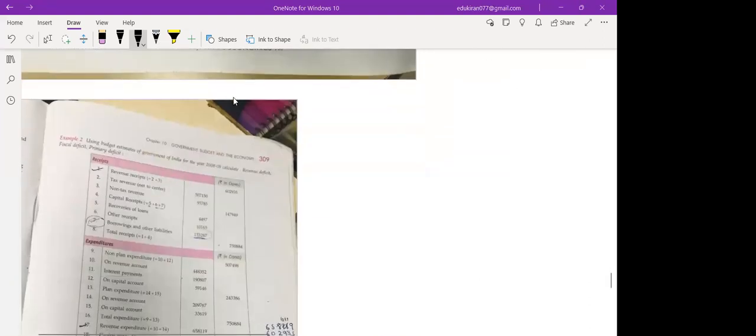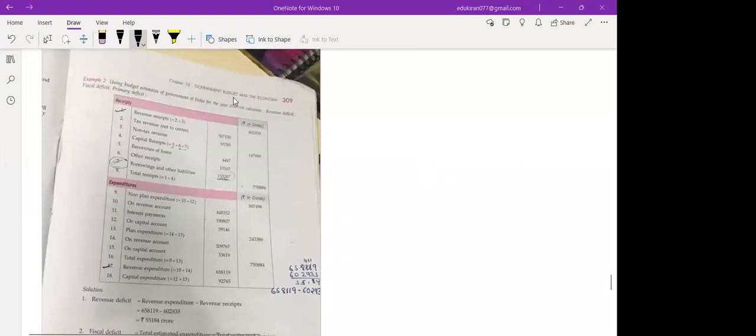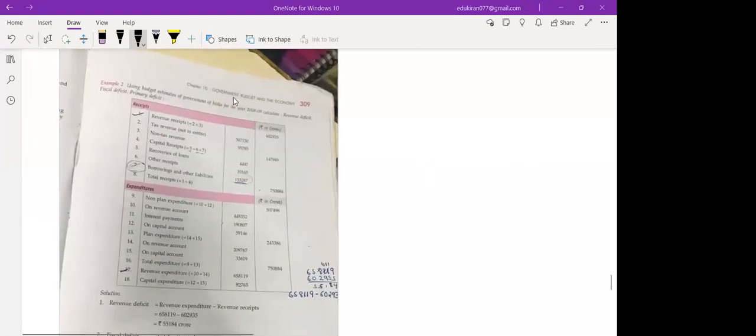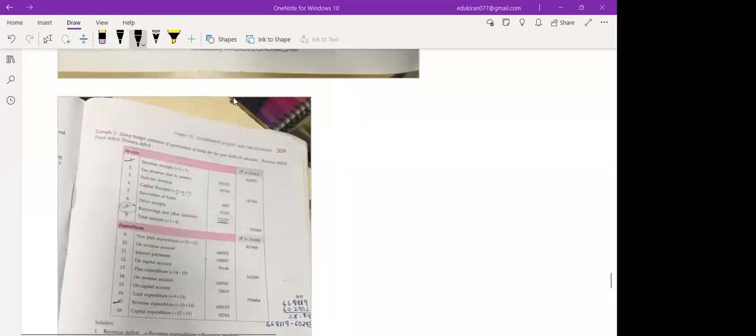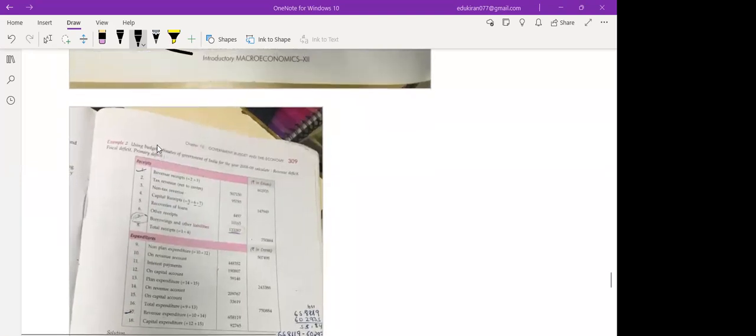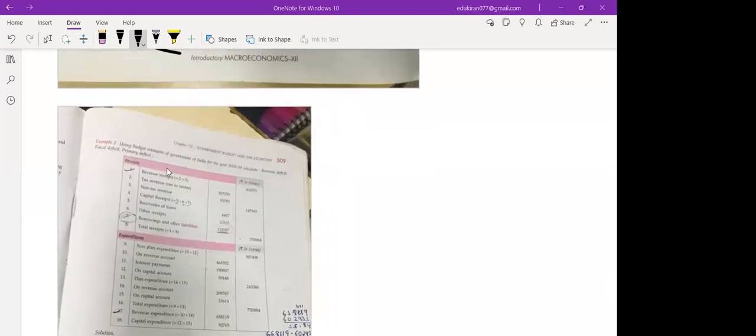Okay. Now coming to the next one. This. All the values are given to you. So what you have to do basically is first calculate the revenue deficit from this.